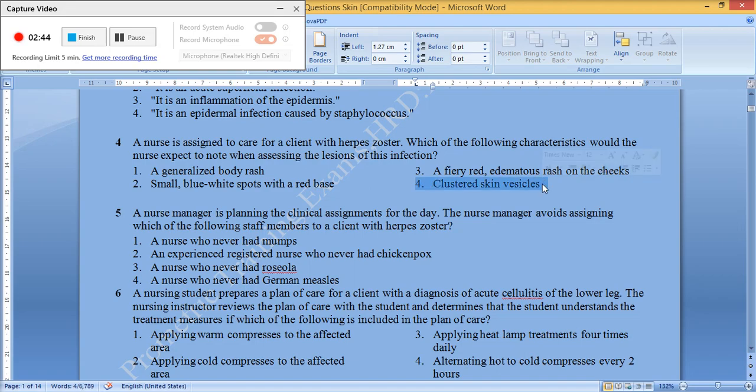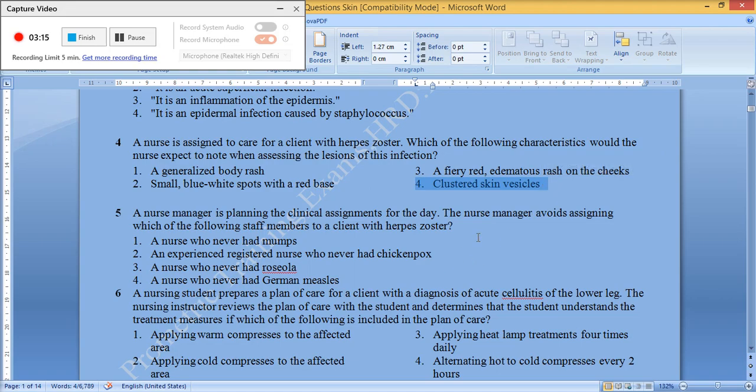Cluster skin vesicles. 5. A nurse manager is planning for the clinical assignment of the day. The nurse manager avoids assigning which of the following staff members to a client with herpes zoster? 1. A nurse who never had mumps. 2. An experienced registered nurse who never had chickenpox. 3. A nurse who never had rubella. 4. A nurse who never had German measles.